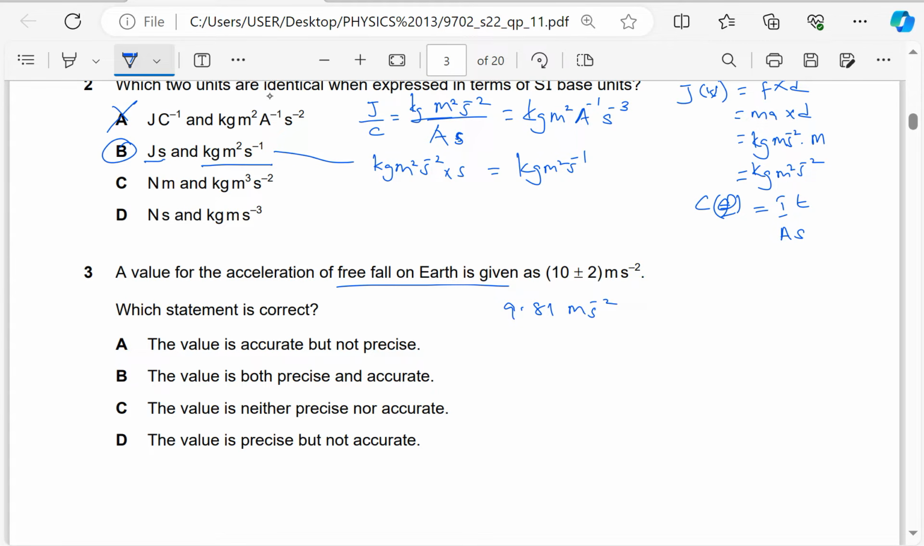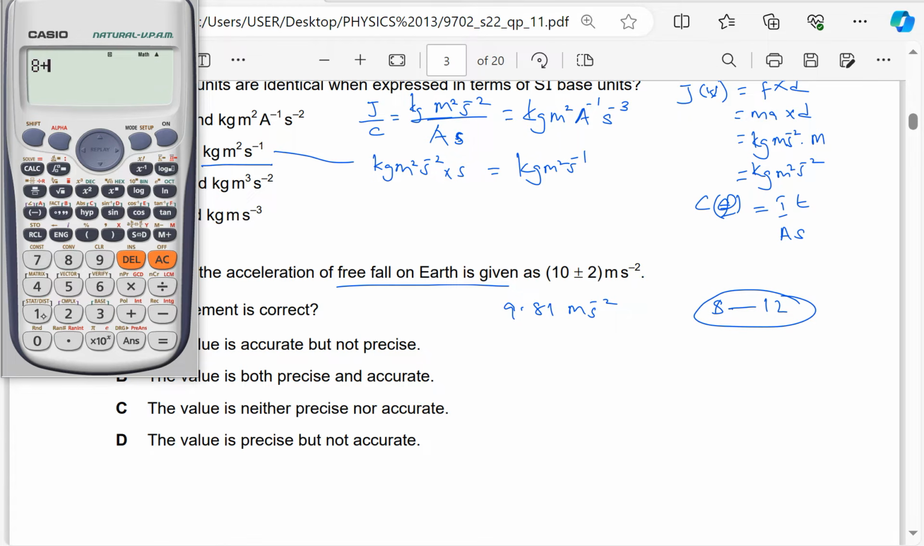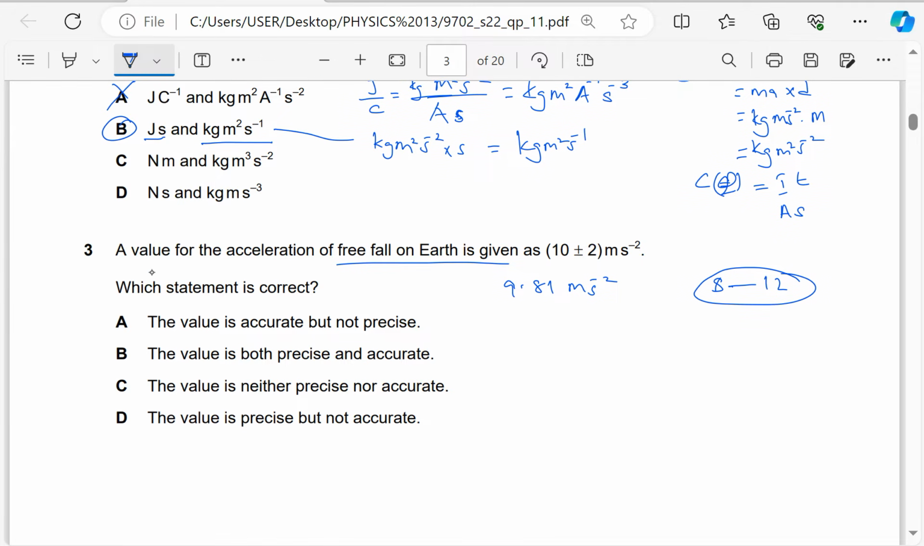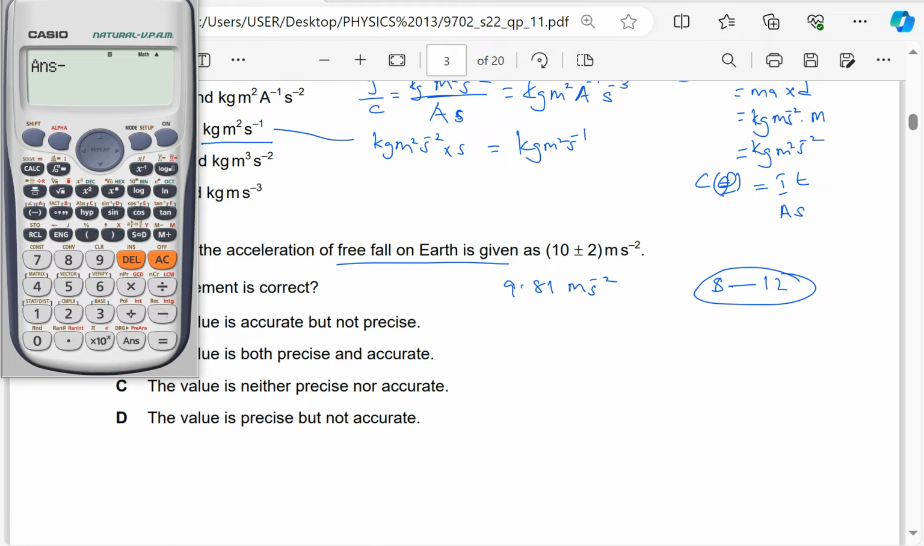So when we say 10 plus or minus 2, the smallest could be 8 and the highest could be 12. Of course, the average value of these 8 and 12, let me check the average, 8 plus 12 divided by 2, is approximately 10. 10 is very close to 9.81, to within, what is the difference? Let me first check the range. 10 minus 9.81.